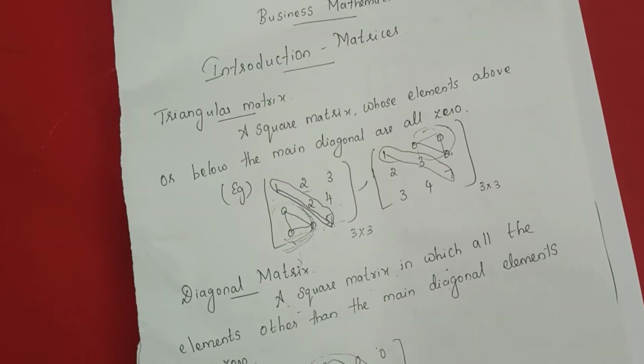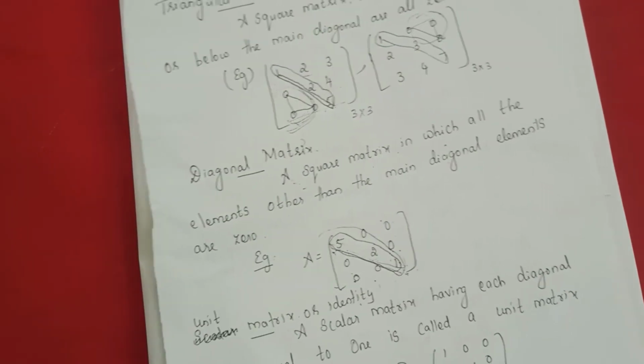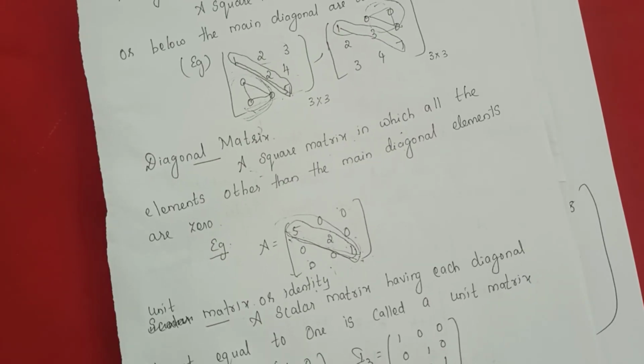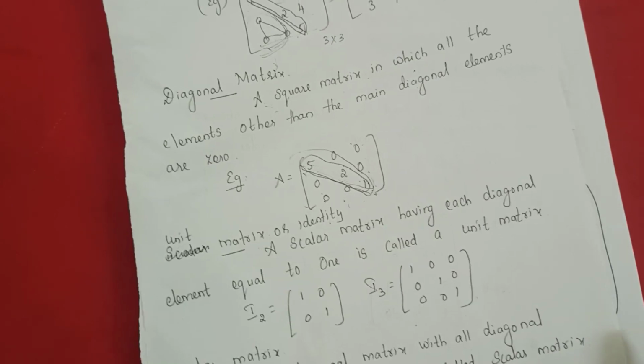So I have taught you what we mean by triangular matrix. Triangular matrix means except the main diagonal, upper or lower must be 0. Upper 0 means upper diagonal, upper triangular. Lower 0 means lower triangular. Then diagonal matrix means a square matrix in which all the elements other than the main diagonal are 0. Then in unit matrix and identity, the diagonal elements are all unity. That means 1, except always 0. Scalar matrix means a diagonal matrix with all the diagonal elements equal to a constant.